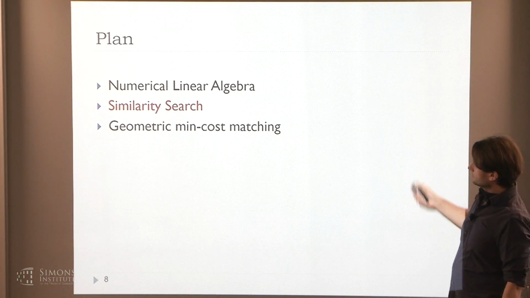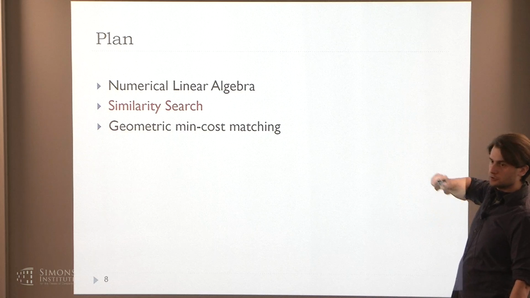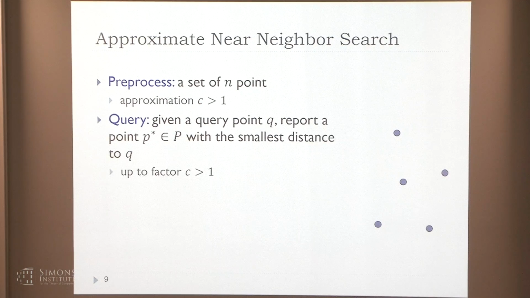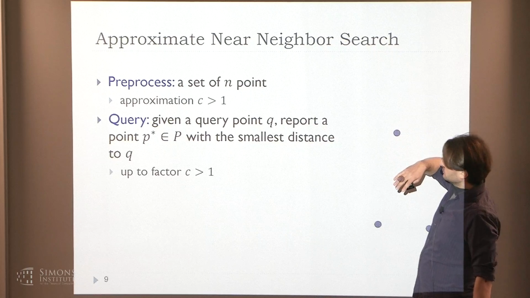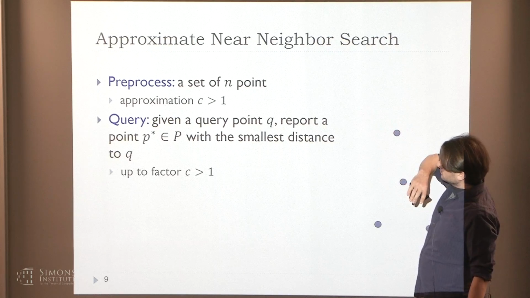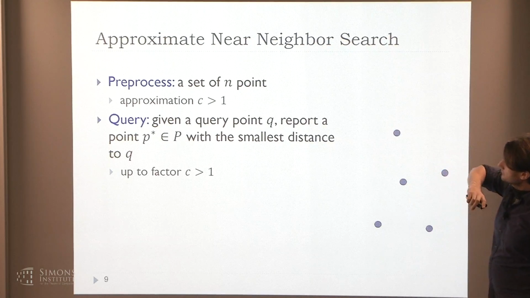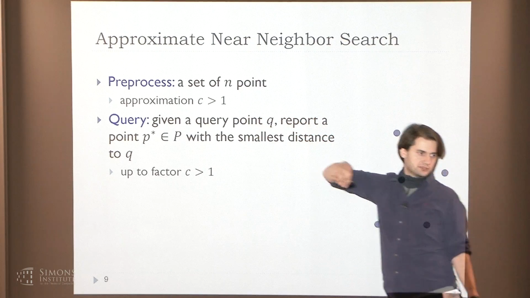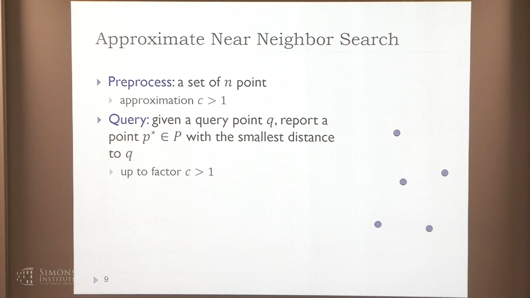So let me go further and cover some other things that probably many of you have seen less of. So first, similarity search. This is related to the problem of approximate near neighbor, which is related to the original problem that I mentioned. Here we need to preprocess n points. We are also given an approximation c. Think about c as 1 plus epsilon, but usually we don't think of epsilon as being too small. Think of the approximation as being 2, let's say.